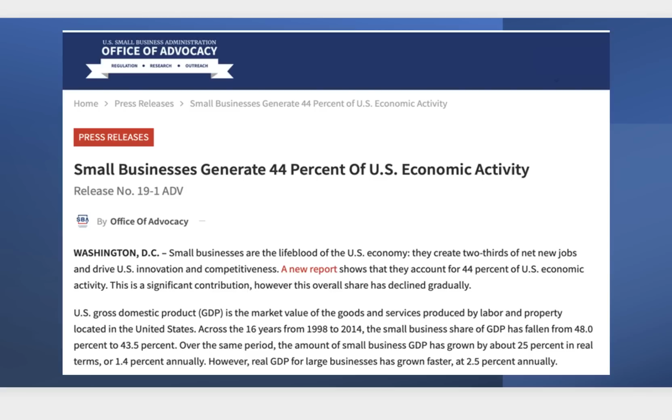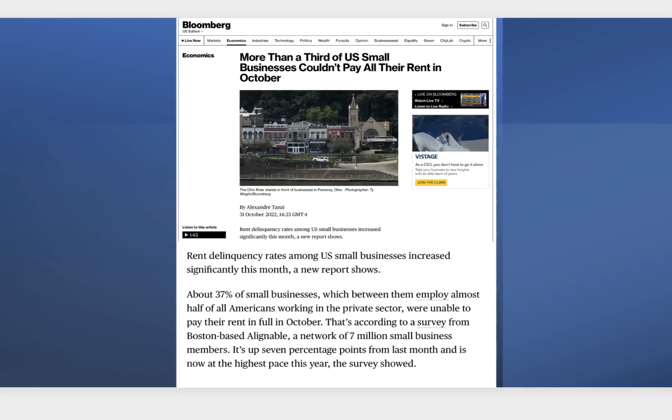Because if you take a look what's happening to small businesses, this came out earlier in the week from Bloomberg. More than a third of U.S. small businesses couldn't pay all their rent in October. So this tells us that small businesses are ailing and it's not getting any better. They're behind on their rent, telling us that they're suffering from an economic slowdown. And if that represents 44% of our GDP and more than a third of these small businesses are hurting, well, you can do the math and know that that's pretty negative overall.